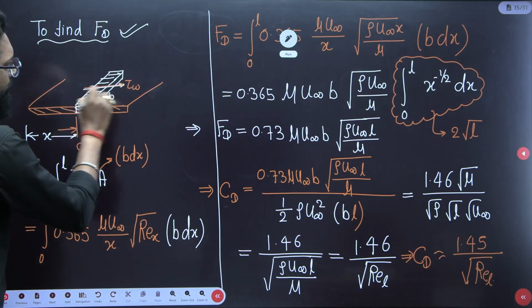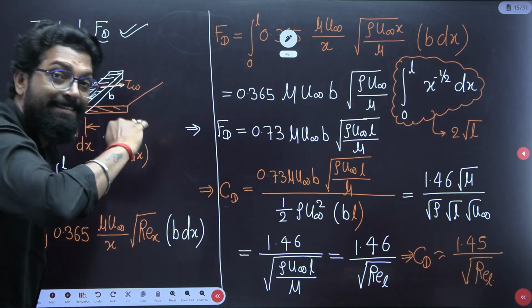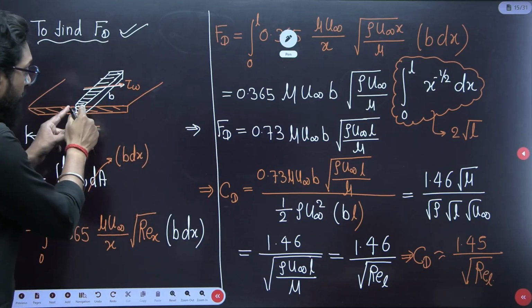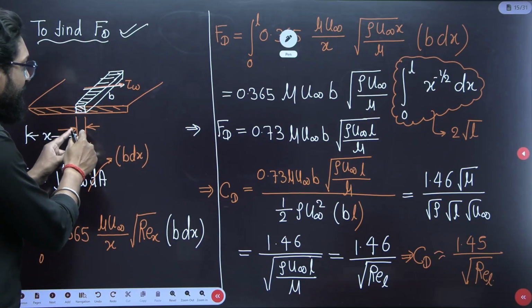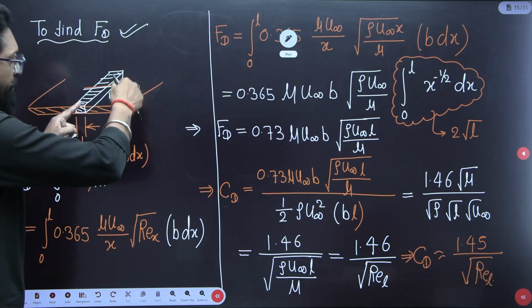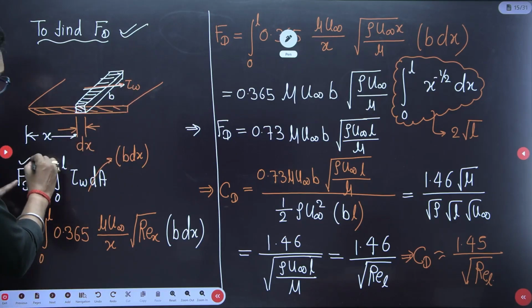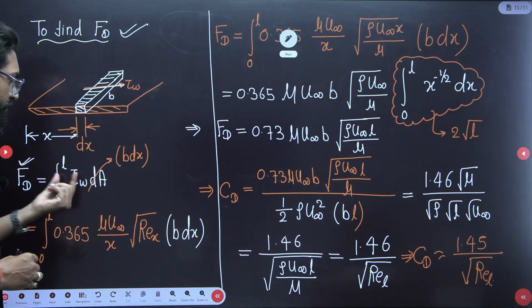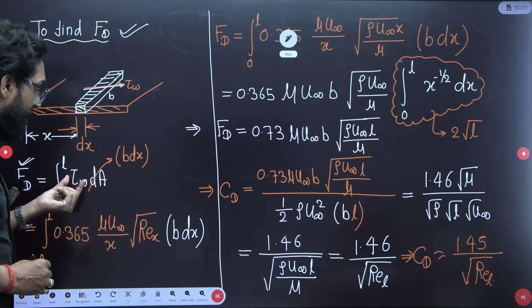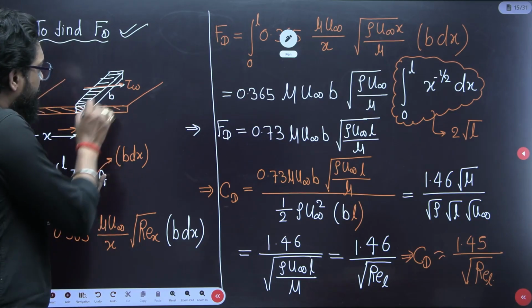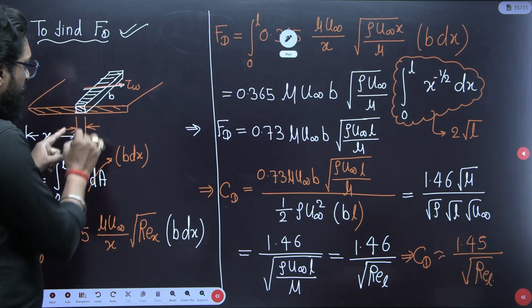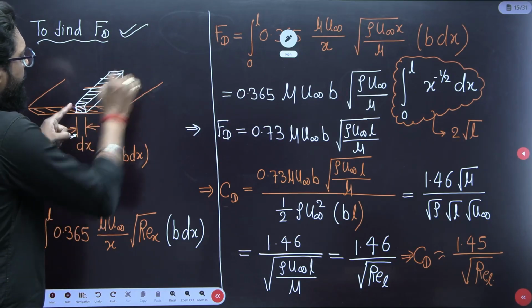So on that element there is a wall shear stress. Why? Because the wall shear stress continuously varies. So we have to take an elemental part of length dx and width b. If we find the drag force, you just multiply stress into area. What is the force? Stress into area. So the wall shear stress, and what is the area on which it is acting? This area dA is b into dx.